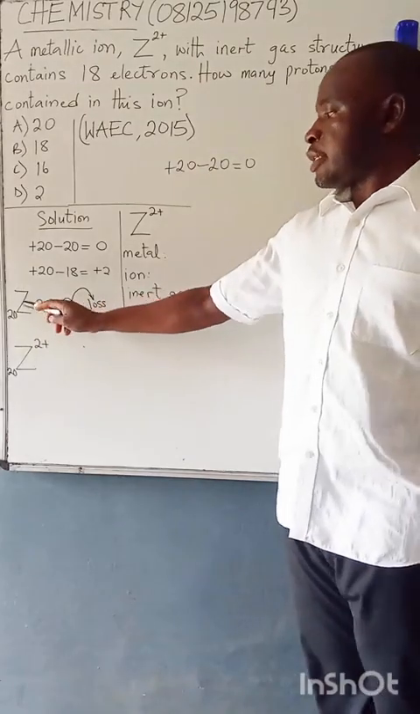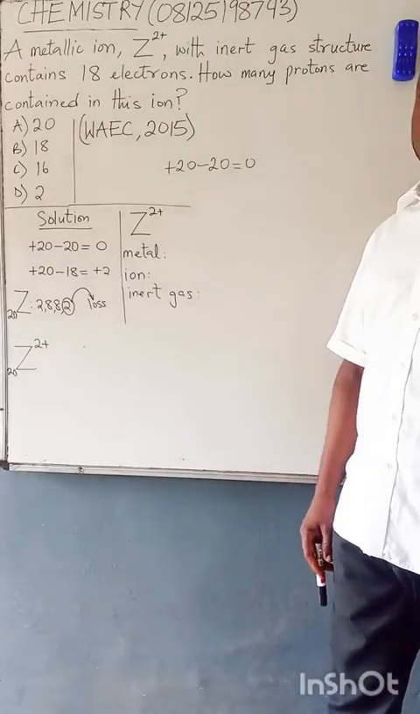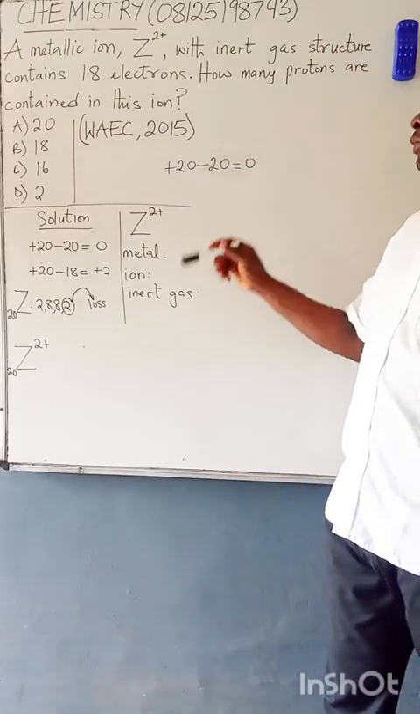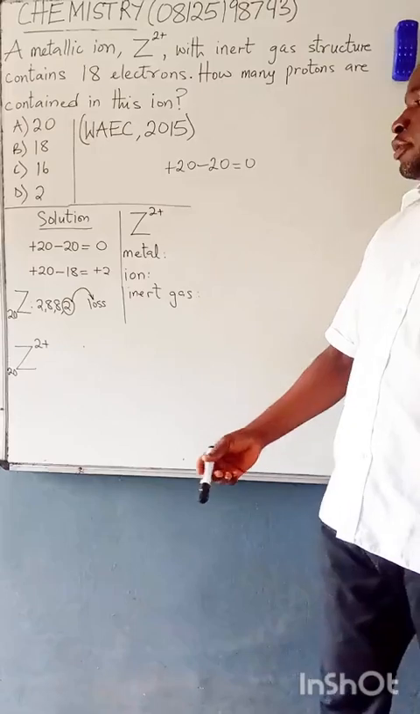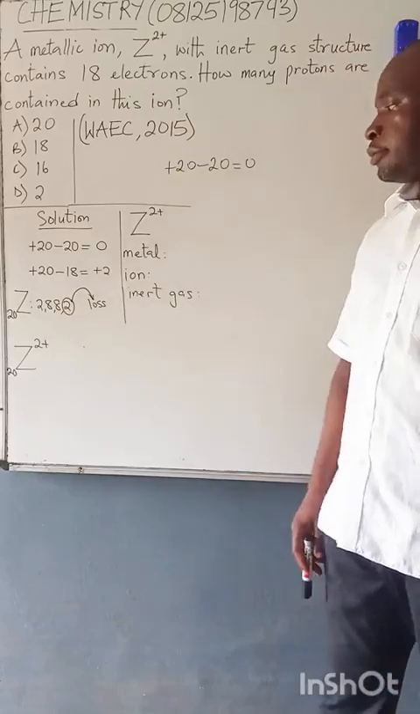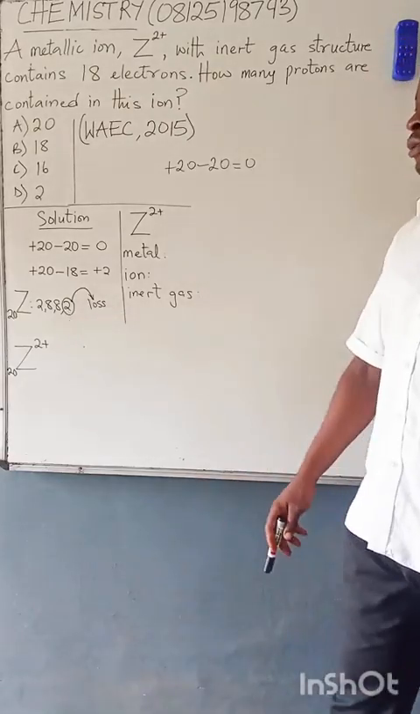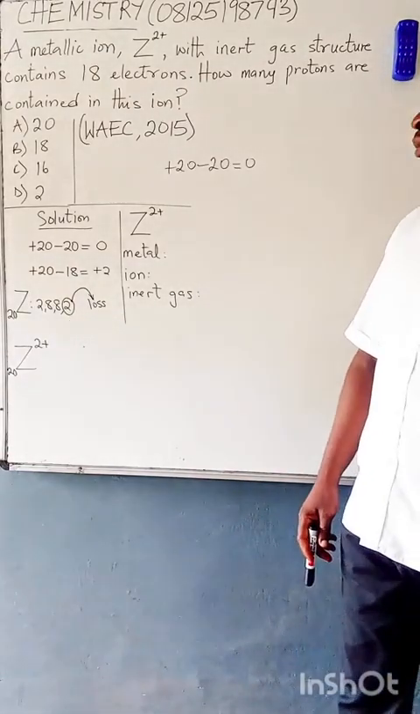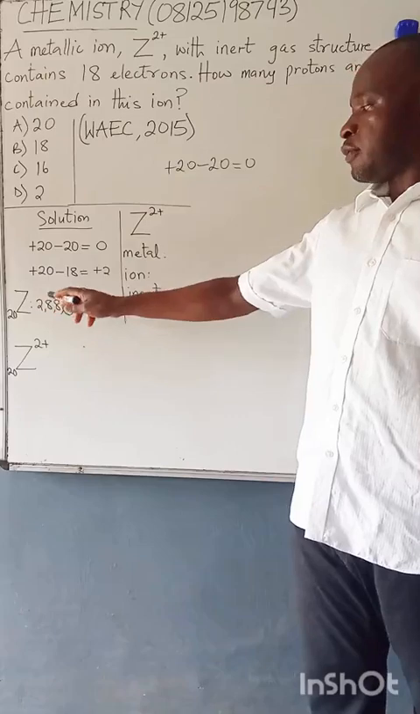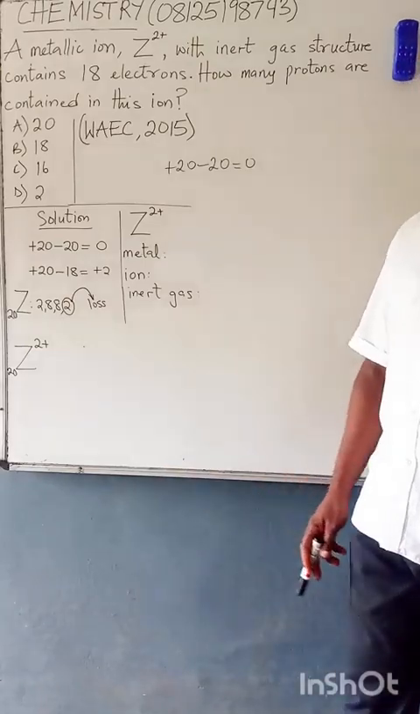Initially, it was represented as Z with atomic number 20. That means 20 protons, and it must have 20 electrons, as we said here. How are the electrons arranged? 2 will go into the first shell, 8 into the second shell, 8 into the third shell, and 2 into the last shell, that's the fourth shell. That means the element will be found in period 4, that's 4 shells, and in group 2, that's 2 electrons in the outermost shell.